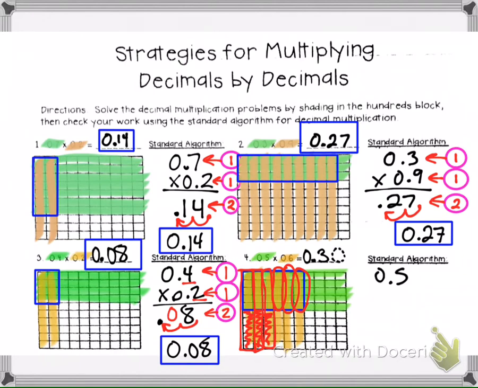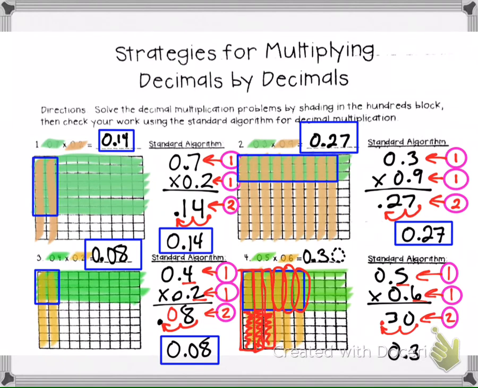All right, having said that, we're going to check our work with the standard algorithm. So 5/10 times 6/10. 6 times 5 is 30. Bubble, bubble, bubble. The first bubble has a 1. The second bubble also has a 1, because each one of those just has 1 digit behind the decimal. And 1 plus 1 is 2. So that means I have to move the decimal 2 times to the left, and my answer becomes 0.30, or 30 hundredths, or 3/10, either way. That gives me the same answer.